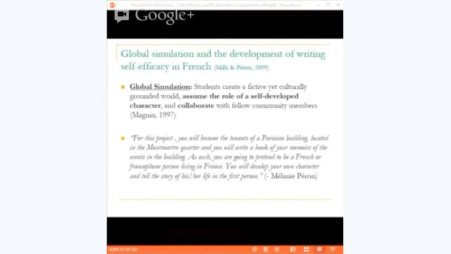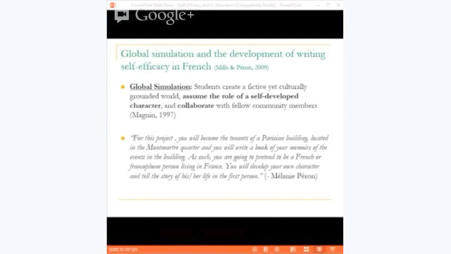and they collaborate with their fellow community members. So in this particular class, the class took place in Paris, and the course was entirely grounded within Paris, and at the same time each student was living virtually in a building in Paris, and they developed a character, and all of the students in the building were neighbors, and they wrote their memoirs from the perspective of their characters throughout the course. So while they're learning about the culture of Paris and various aspects of that culture, they were developing a collective storyline. Right? That's sort of the very quick version of that.